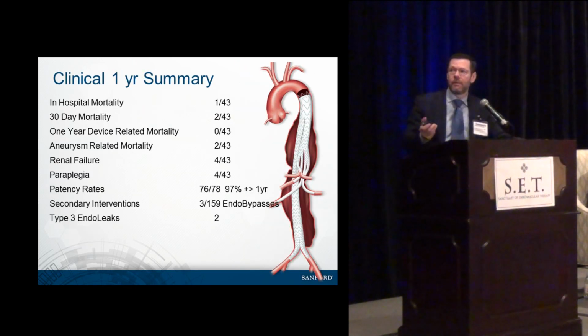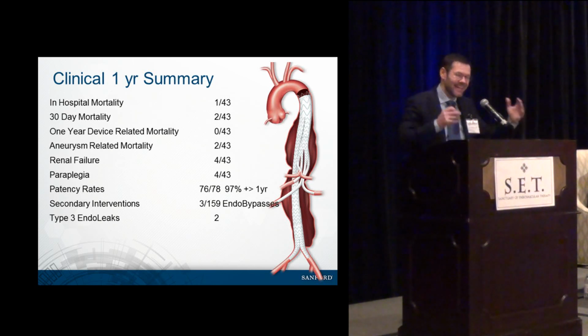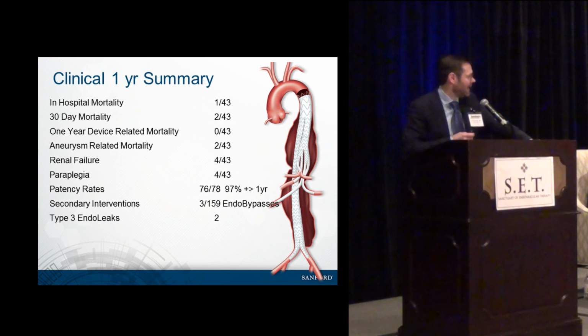So in clinical summary, looking at all 43 patients, because I think that's how everybody's presenting, they're including their type 4s with their type 1s and 2s and everybody else. We've seen 1 in-hospital mortality, that was that rupture. We've seen 2 30-day mortalities, both those being the ruptures. One gentleman came back on post-op day 28, and I don't know why he died. His graft looked fine, he just died.